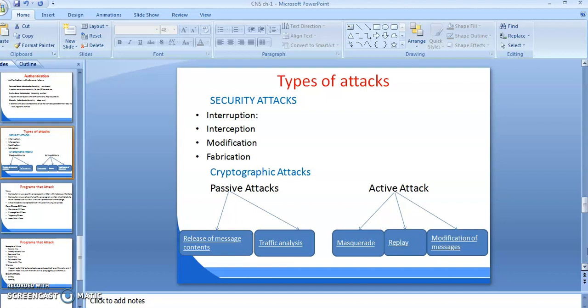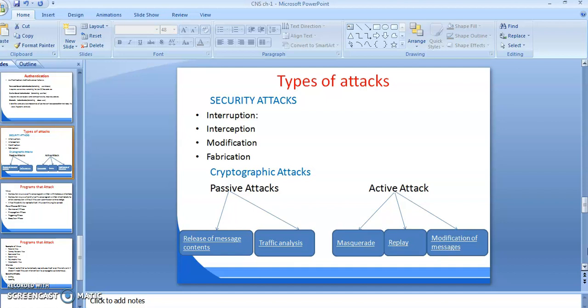Next is modification. Here the attacker may modify the values in a database. So during the transmission, if the value of a database is modified by an attacker, it comes under modification. Next is fabrication. It involves the creation of illegal objects on a computer system. For example, the attacker may add fake records to a database. So that is known as the fabrication.